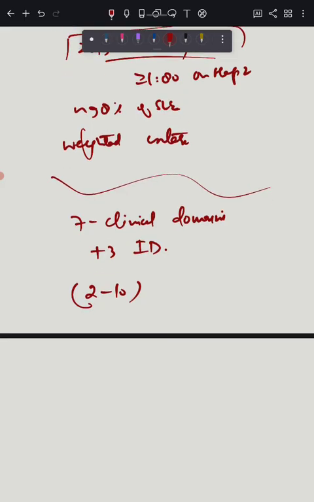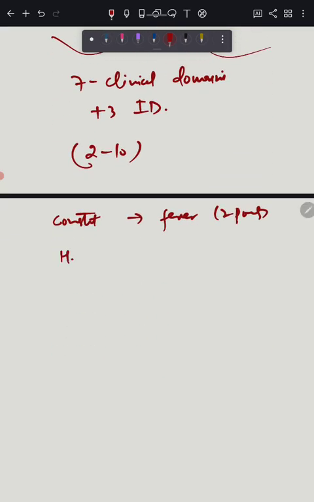You see, if the patient has constitutional features, then fever has the highest point, 2 points. So in any particular domain, if the patient has 3 or 4 items, then you will consider only the highest weighted item in each domain. For example, hematological is one domain, where there can be leukopenia, thrombocytopenia, or autoimmune hemolysis. Leukopenia has 3 points, thrombocytopenia has 4, autoimmune hemolysis has 4.